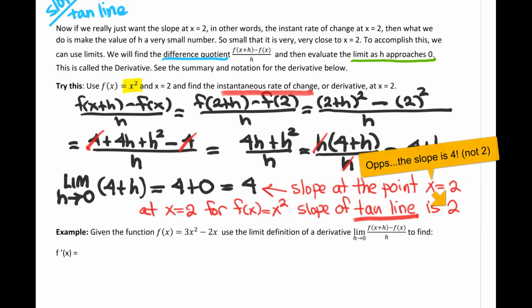Again, also known as the derivative. Okay, so that's our first derivative. So we found the slope of that tangent line right at 2. Not at 2 points, but exactly at the point 2.